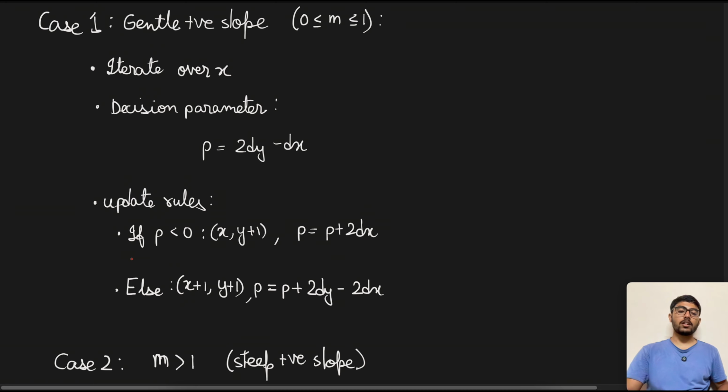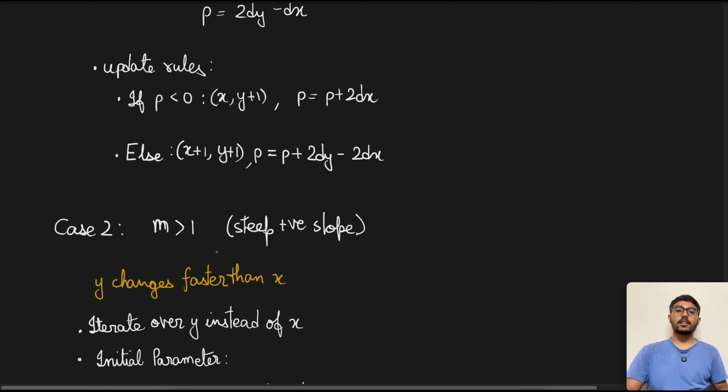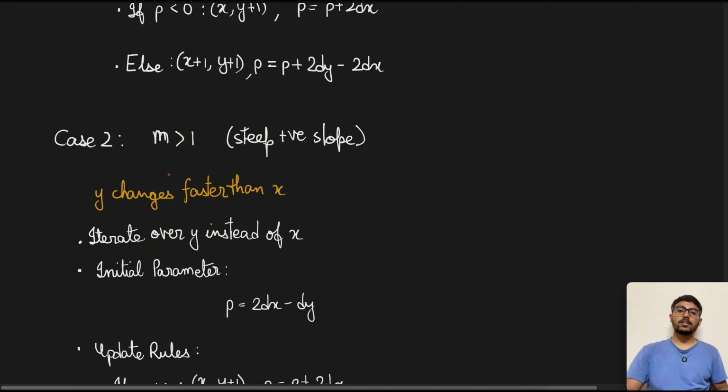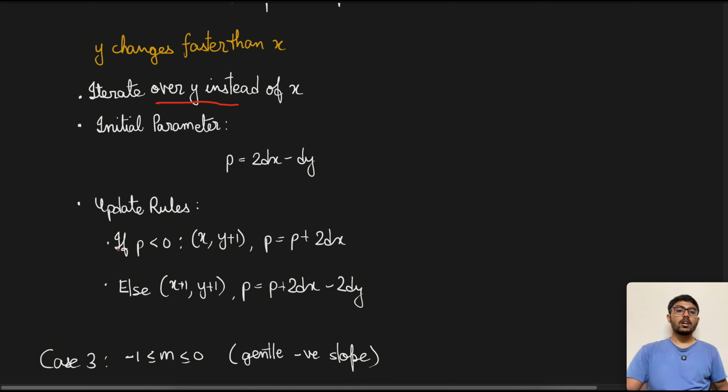Now we come to the second case, which is m greater than 1, right? Steep positive slope. So y changes faster than x, so it's just the swap of that. We iterate over y instead of x, okay, and then the initial parameter would be 2 dx minus dy. Update rules: if p is less than 0, right, then x comma y plus 1 and p plus 2 dx, else x plus 1 comma y plus 1, p plus 2 dx minus 2 dy.